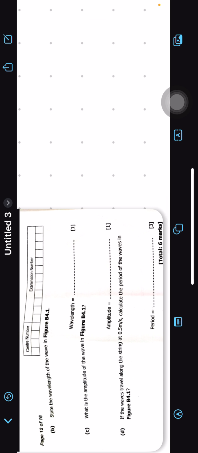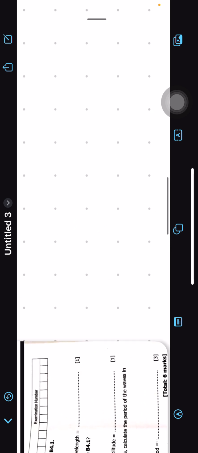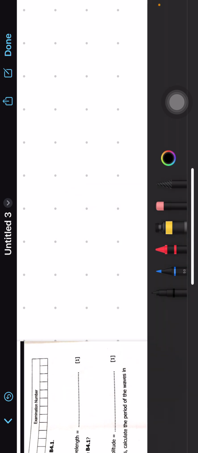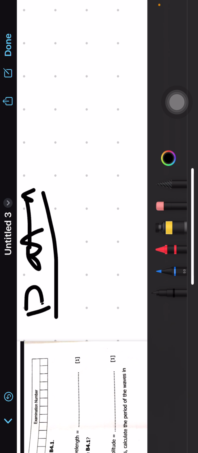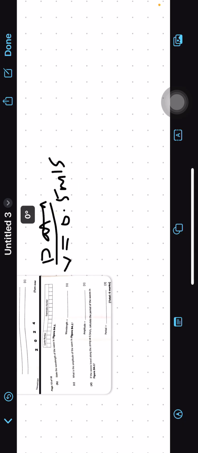D. If the wave travels along the string at 0.5 meters per second, calculate the period of the wave in the figure above. So the first thing that we're going to do is write down the data. Okay, so that's data. So we've been given the V to be 0.5 meters per second.